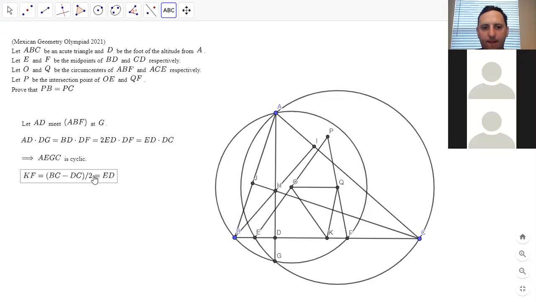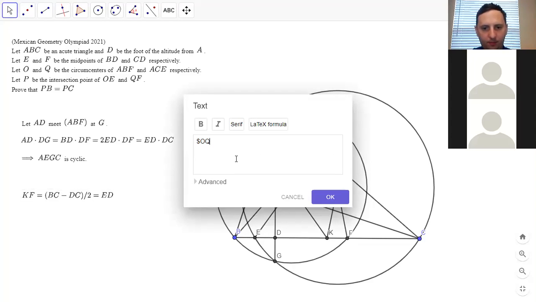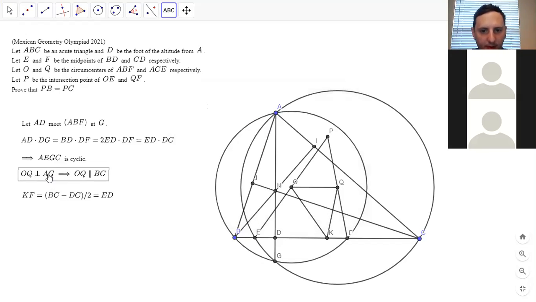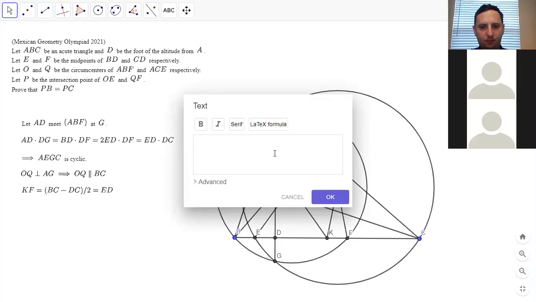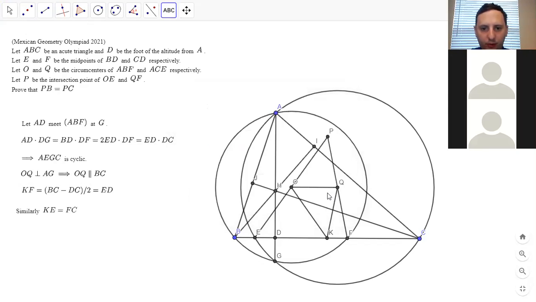So once we know that, well, first, I'll write that OQ is perpendicular to AG. So OQ is parallel to BC. Okay, we have this. So I'll just say similarly KD equals FC, or I'm sorry, KE equals FC. So by symmetry, OE equals OK and OQK equals QF.